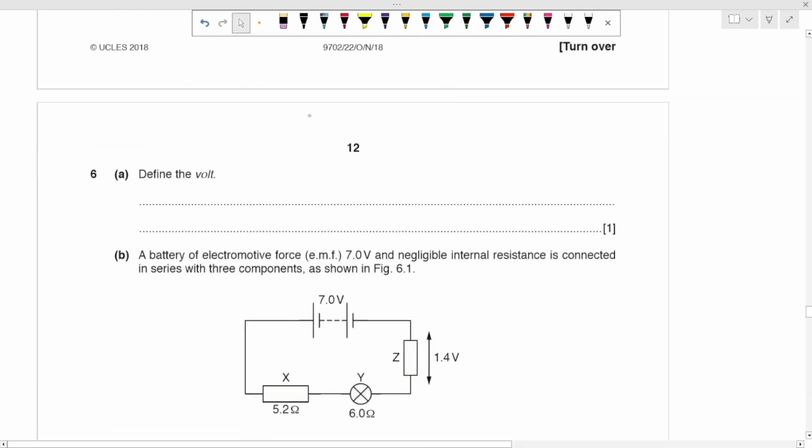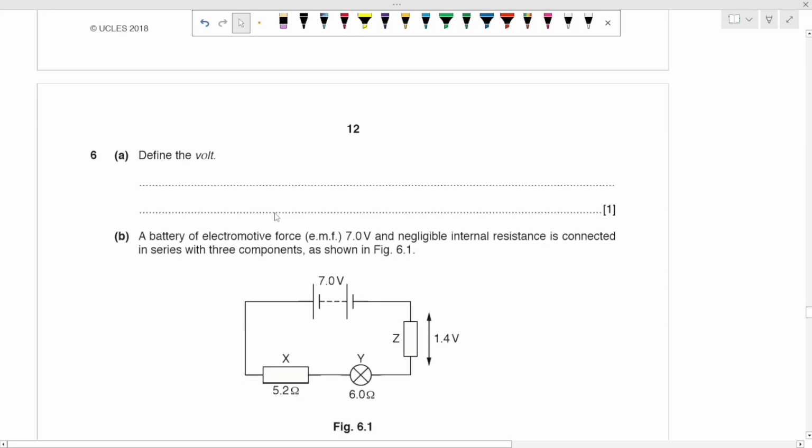6a, define a volt. Whenever a question asks you to define a unit, I repeat, whenever a question asks you to define a unit, you should be happy, right? Pray to whoever you pray to, and be happy, because defining a unit is one of the easiest things in A-level physics. Why? You just go to your formula. A volt is usually for potential difference, right? Potential difference is basically the work done per unit charge.